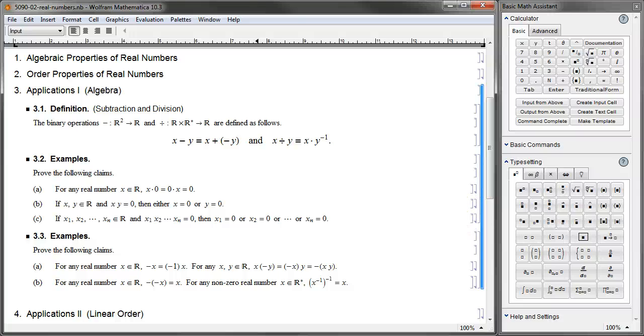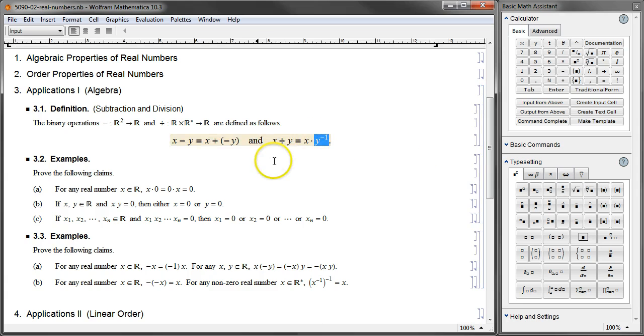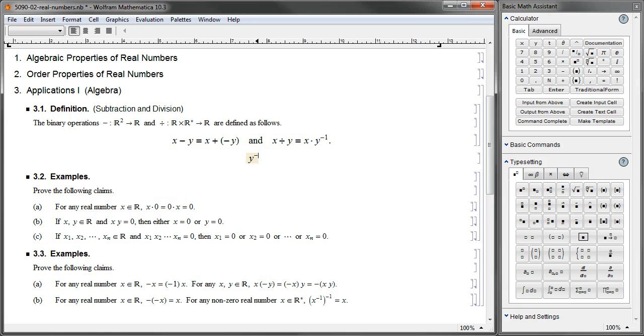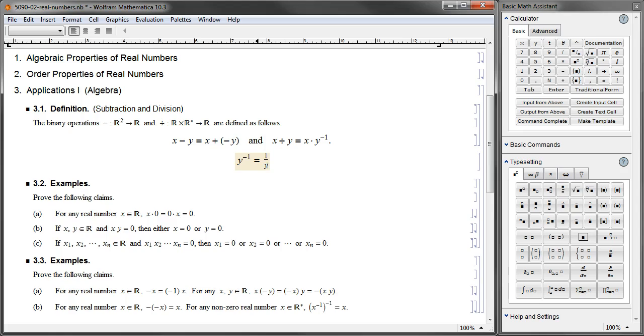Let's define subtraction and division first. Adding the additive inverse and multiplying the multiplicative inverse are called subtraction and division respectively. Also, this y to the negative 1 is the same as 1 over y, and we use both notations.